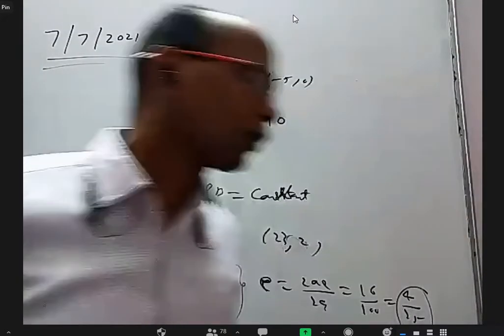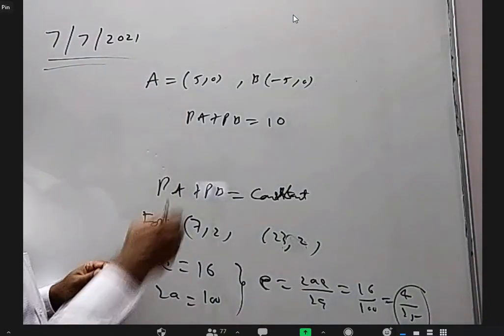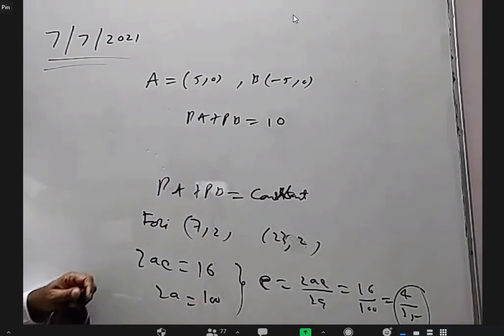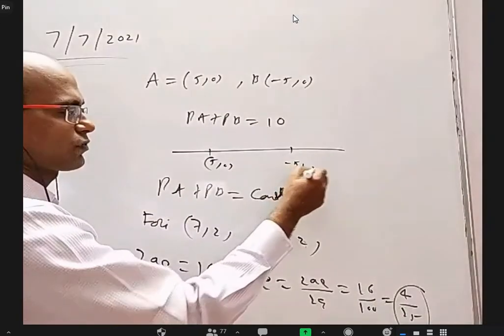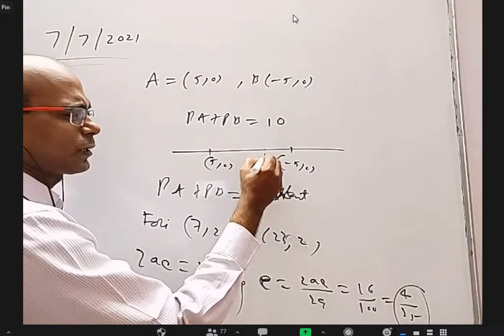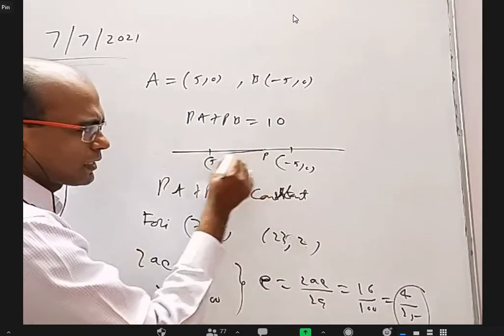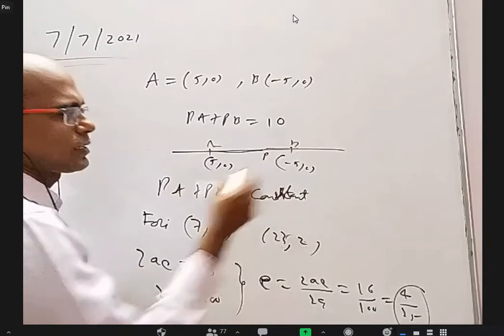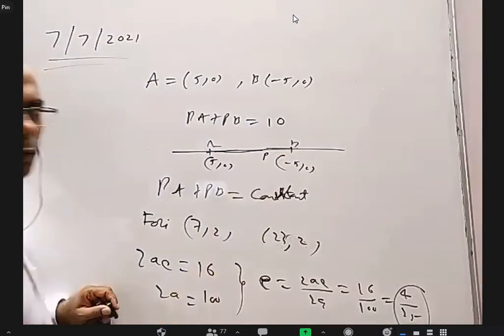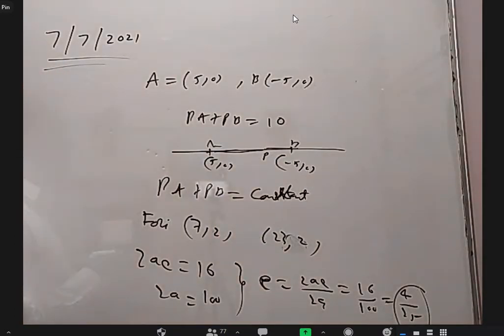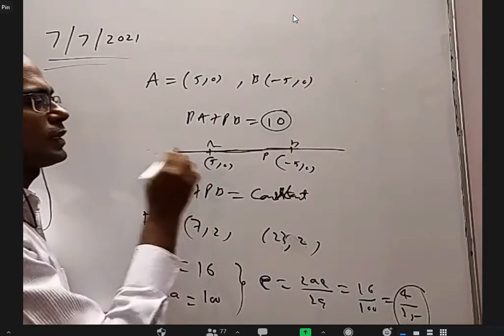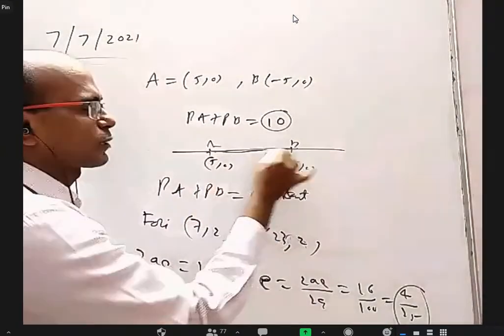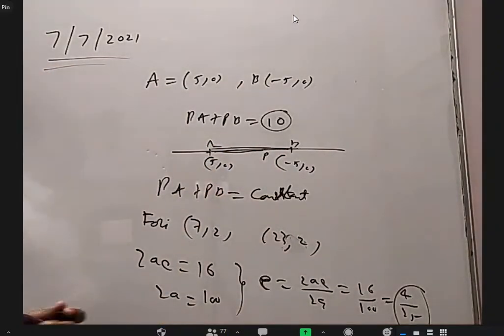Yes, it is a whole line segment. It is not an ellipse. Just because PA plus PB is constant, don't think ellipse. Why? When you take (5, 0) and (minus 5, 0), take P anywhere between them. PA is this length, PB is this length, but PA plus PB will always be AB. How much is that? 10, right? So when it is 10, the locus of P is not even the line, it's only the line segment between A and B.